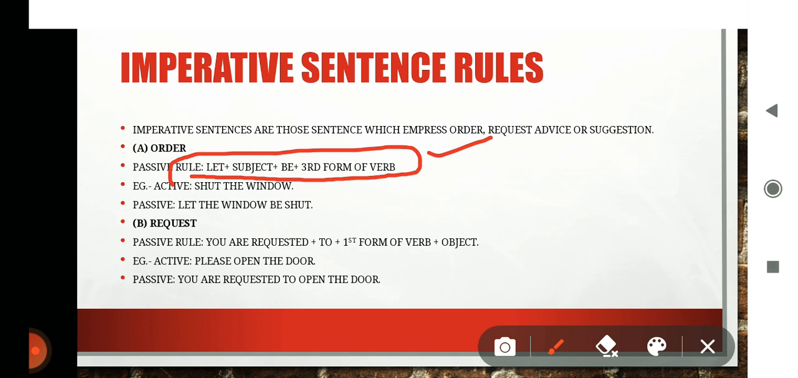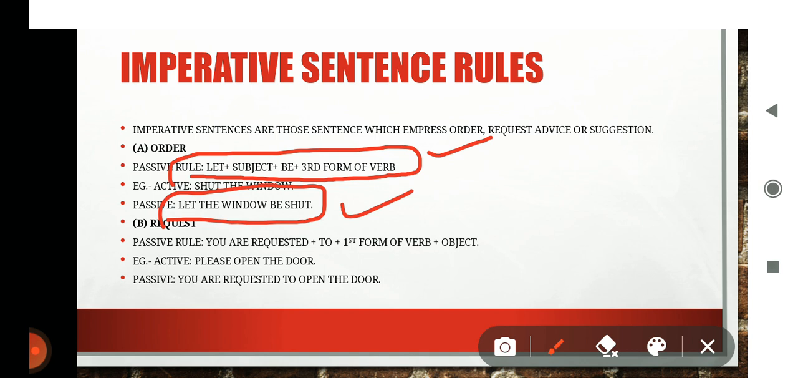So in the passive, the word let will be used. Let the window be shut. By this we will convert active into passive. Now let's see about the request.